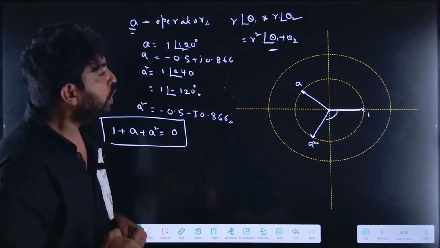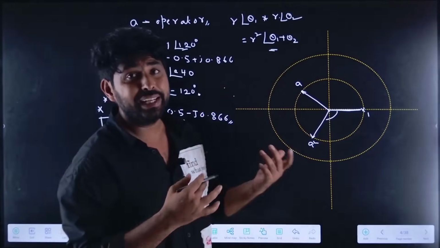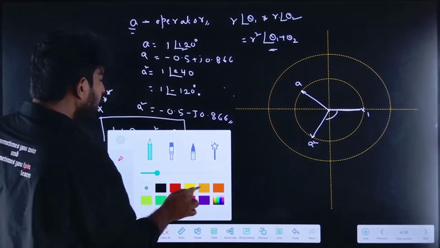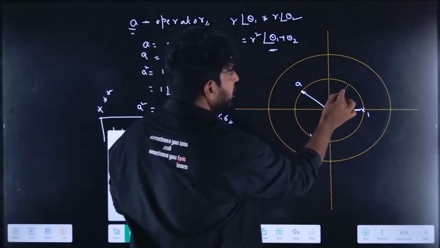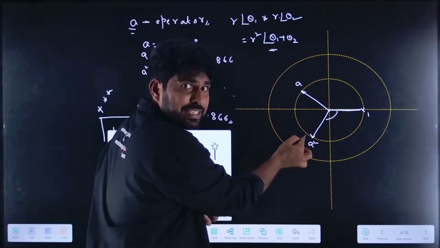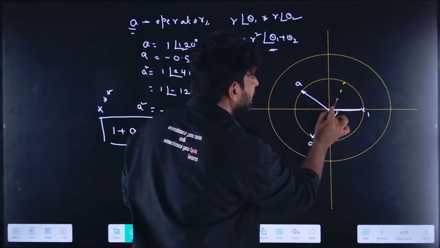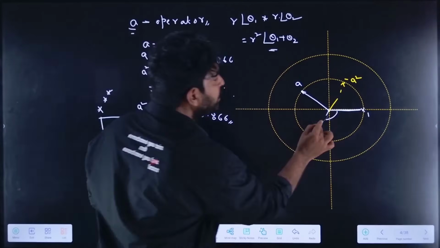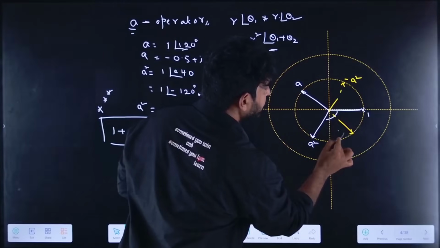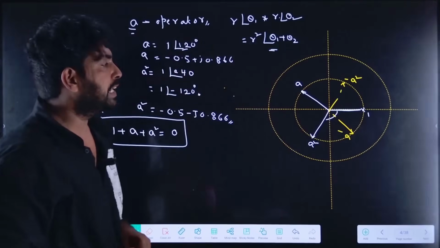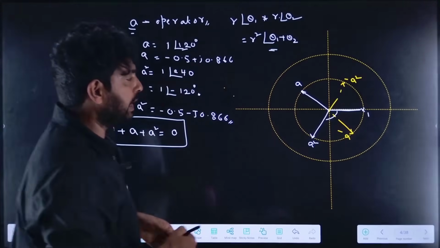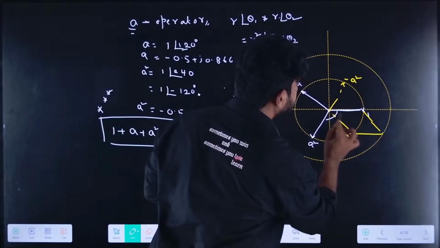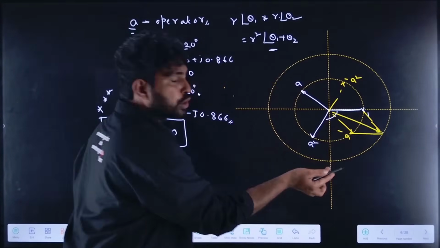Now let us see what is 1 minus a square. For example, if I draw minus a square, where will it be? a square is in this direction, so minus a square is in this direction. Where is minus a? Minus a will be in this direction. If I want to find 1 minus a, it will be here. 1 minus a. Right? So what is this phasor?